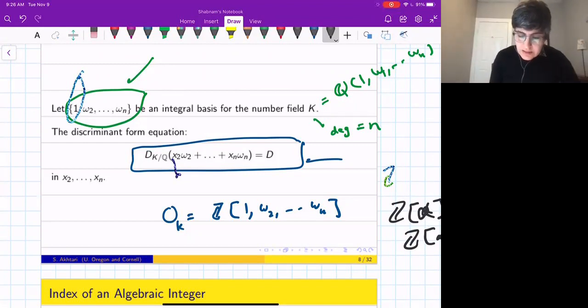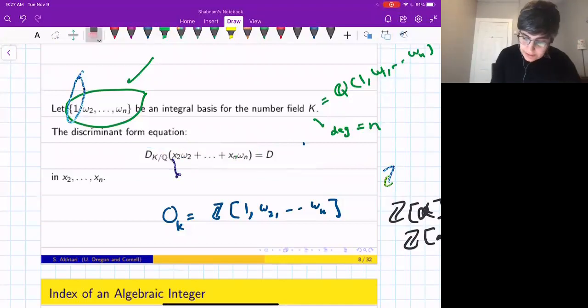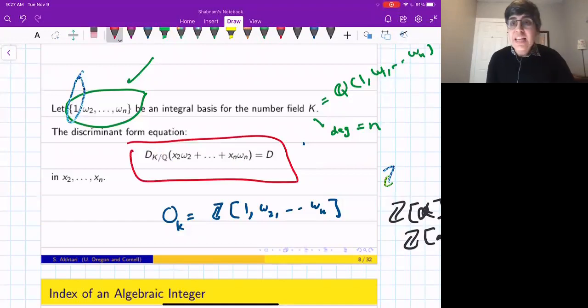So something to mention, but easy to observe, is that if you write a discriminant form like this, of course the coefficients are coming from these omega 2 to omega n, but the coefficients end up being integers. So that's how the discriminant form, the way we define it, is going to be actually a Diophantine equation, in the sense that it has all integer coefficients.